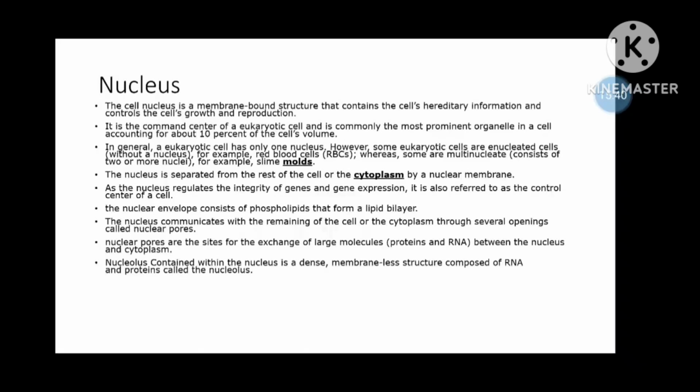In general, eukaryotic cells have only one nucleus. However, some eukaryotic cells are anucleated, like your RBC, meaning RBCs do not have any nucleus, but some cells are multinucleated, like slime mold. Slime mold cells have more than one nucleus. That's why it is called multinucleated. The nucleus is separated from the rest of the cell, right, through the nuclear membrane.